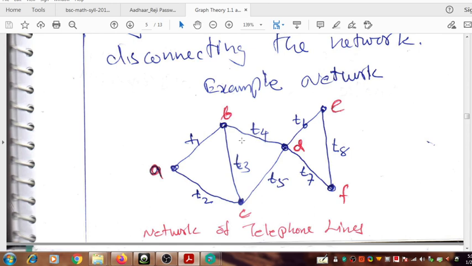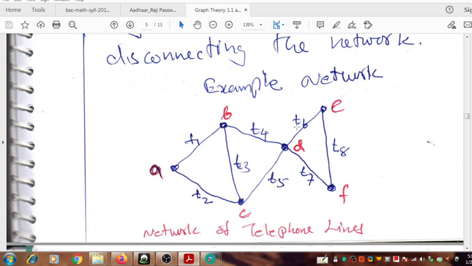So you can try the removal of more and more edges. As you can see, the removal of a single edge cannot affect the connectivity of the network. The network can continue to be connected even after removing, say, a single edge.